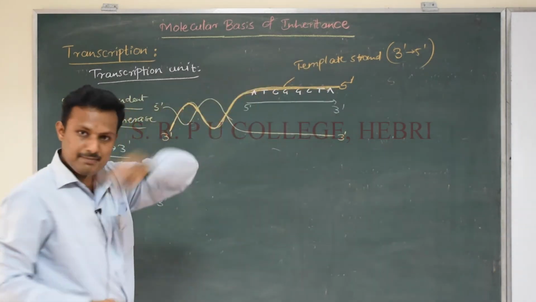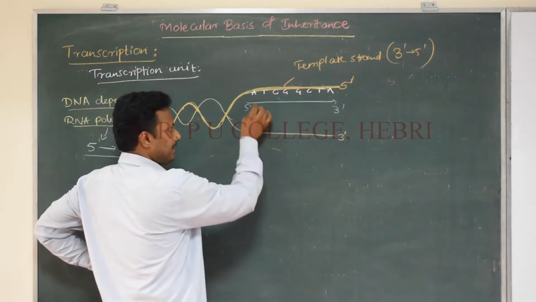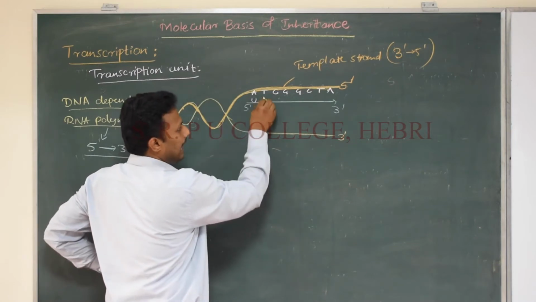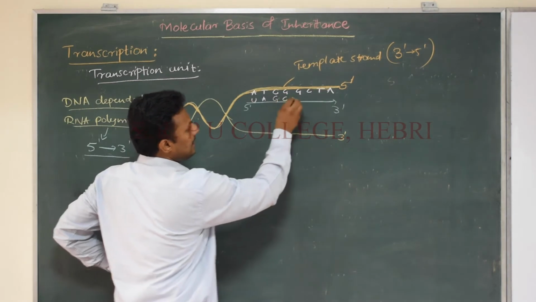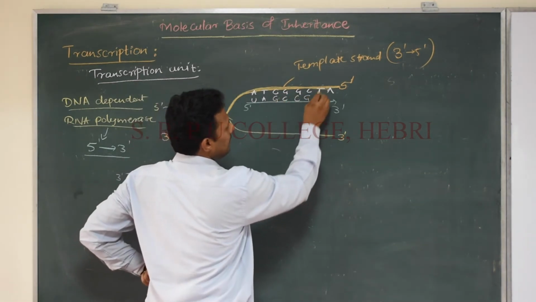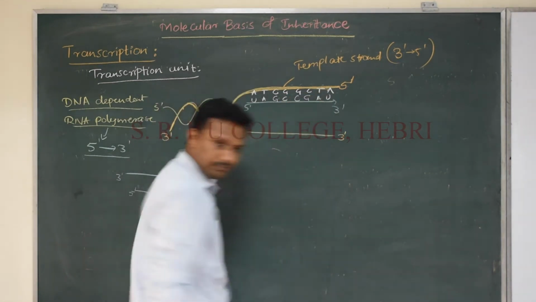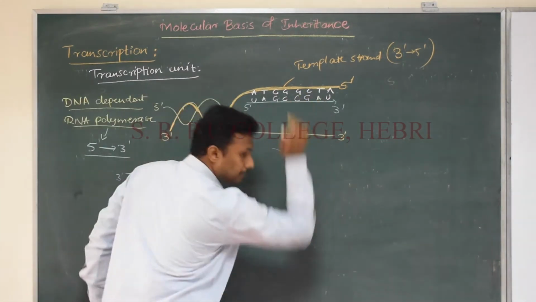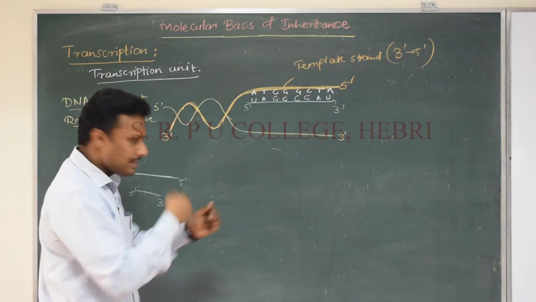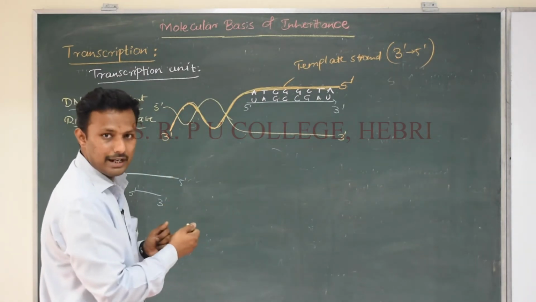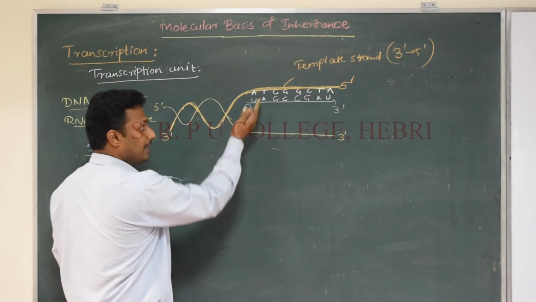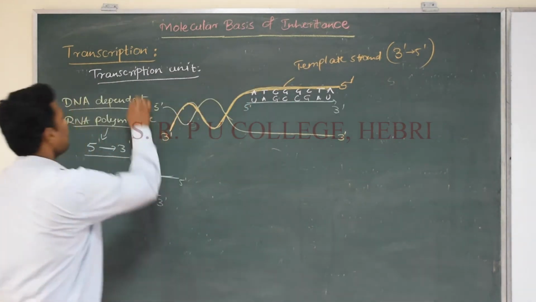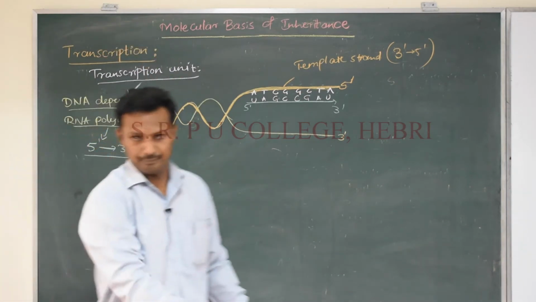So the same sequence, that means the complementary sequence. Opposite A, T will not come; instead of T, U will come: A, G, C, C, G, A, U. So this is how it will be produced from 5' to 3', and this process of synthesis of the RNA, copying the information from the template strand of the DNA onto the RNA, will be catalyzed by this particular enzyme.